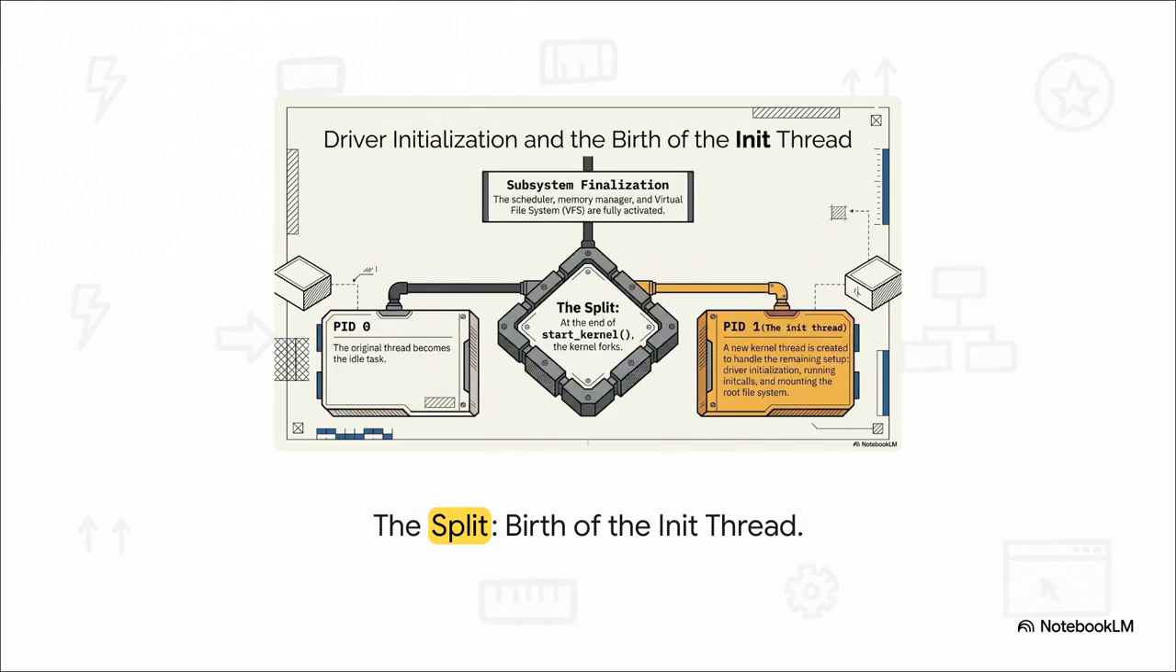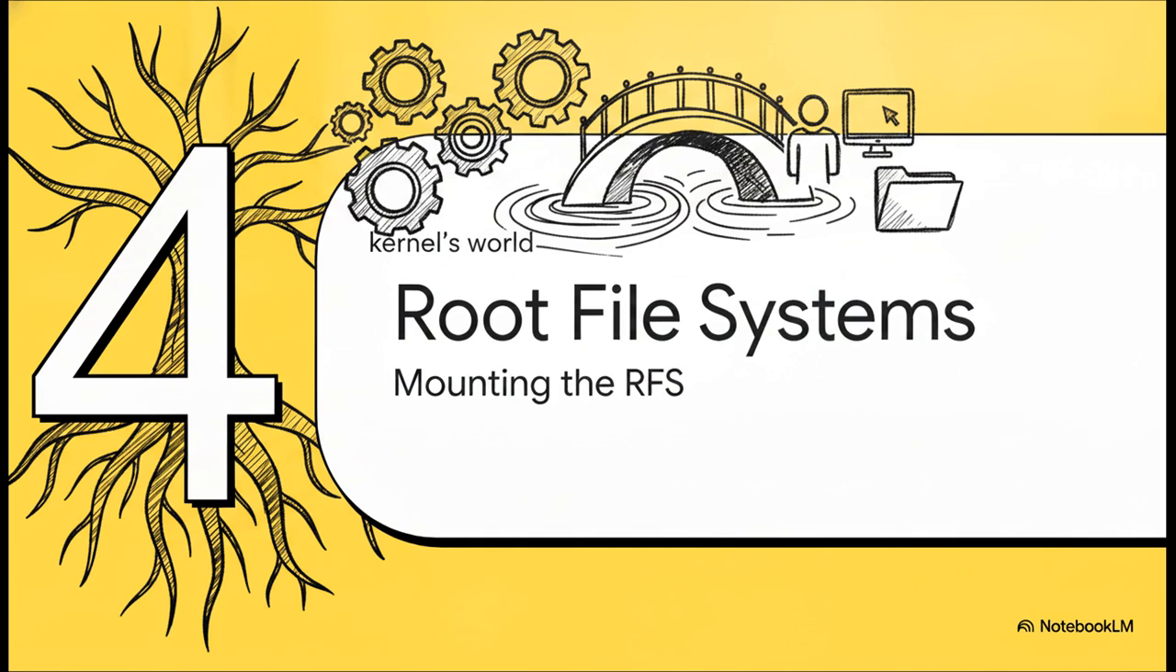And right here is where things get truly fascinating. At the very end of start_kernel, the system does something remarkable. The kernel forks. The original thread, which is PID 0, becomes the idle task. It essentially just steps back. Meanwhile, a brand new kernel thread, PID 1, is birthed into existence. This new init thread grabs the baton to handle the rest of the setup, running driver initializations and getting everything ready for the next major phase. Which takes us to part 4, mounting root file systems.